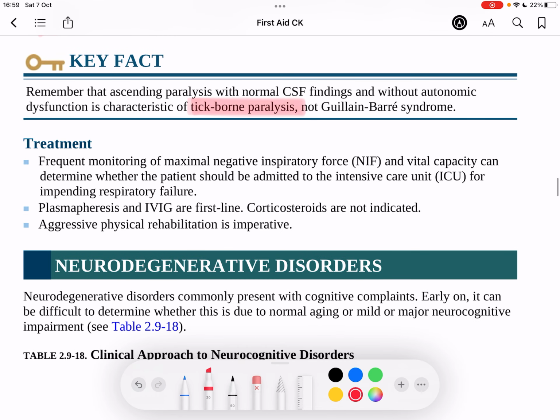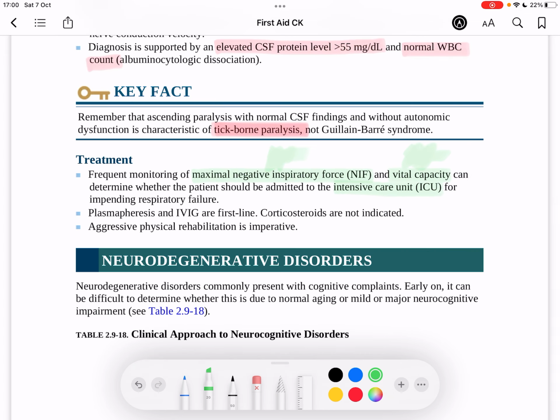And finally, last but not least, we'll discuss treatment. Frequent monitoring of the maximal negative inspiratory force and vital capacity are vital. Why? Because we need to know whether this patient is at risk of impending respiratory failure. Patients who have a decrease in either one of these values should be admitted to the ICU and they need to be ventilated. This is a huge SOS for the boards and also in clinic, and USMLE loves to ask about this concept.